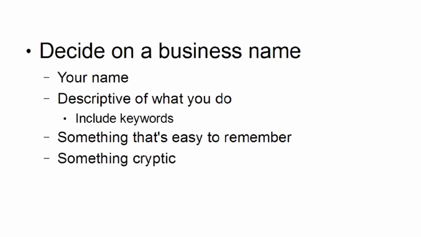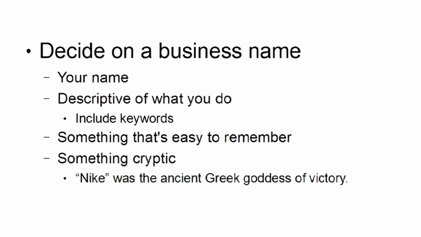Or, for example, you could have something cryptic. Probably the best example of this that I know is Nike, and Nike was the ancient Greek goddess of victory. So, of course, a bit cryptic there. They were thinking, well, Nike, victory, wear our shoes, cross the finish line first, that sort of thing.